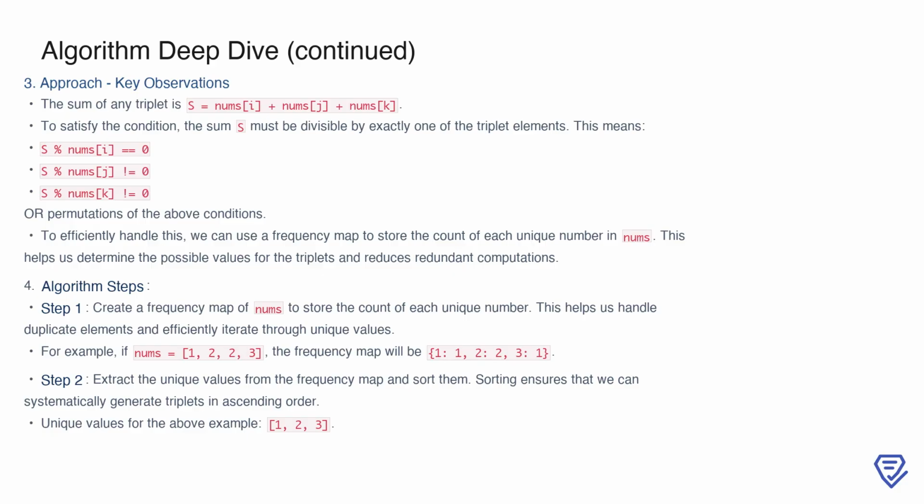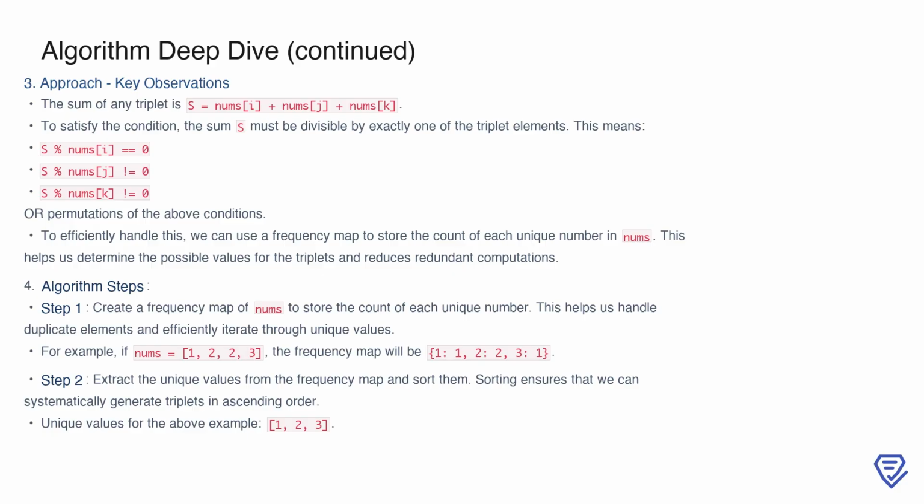The sum of any triplet can be expressed as S = nums[i] + nums[j] + nums[k]. For the condition to hold, S must be divisible by exactly one of the three elements in the triplet. This means that if S is divisible by one element, it should not be divisible by the other two. For instance, we might have a scenario where S % nums[i] equals 0 but S % nums[j] and S % nums[k] do not equal 0, or any other permutation of this setup.